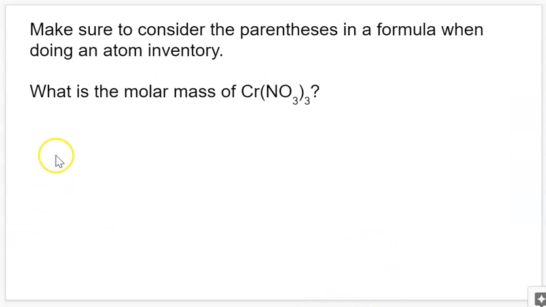Let's do another practice. What is the molar mass of chromium 3 nitrate? This one is a little bit trickier because we have parentheses, because we have multiple of a polyatomic ion. But if we just distribute the number outside of the parentheses like we would in math, we can figure out how many individual atoms we have.